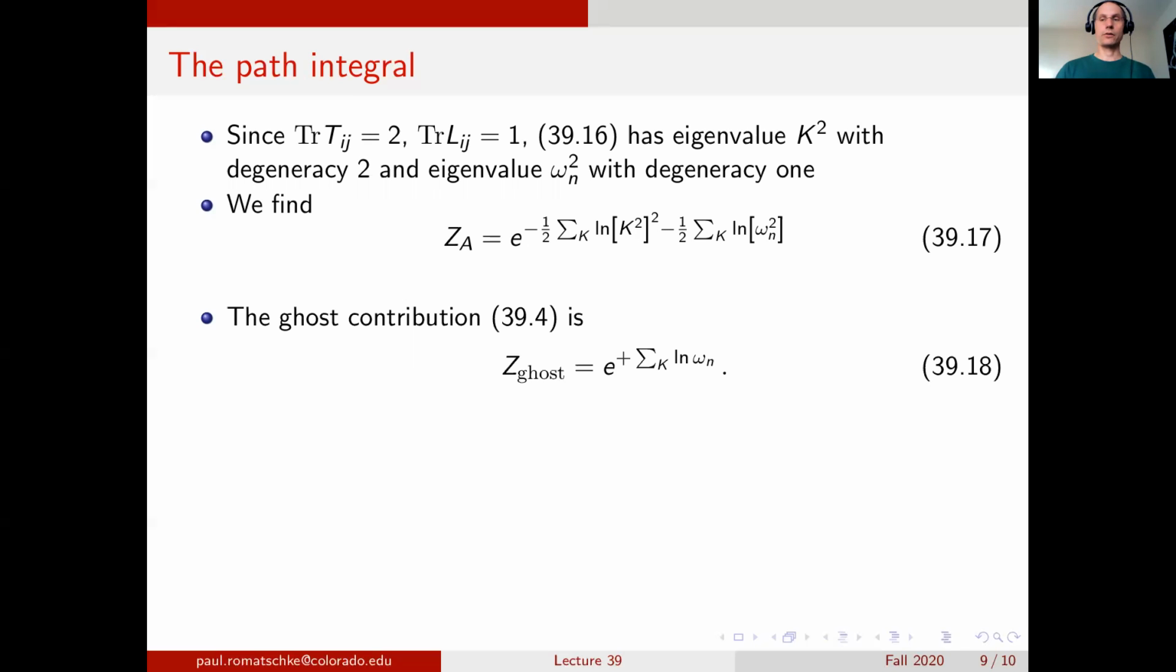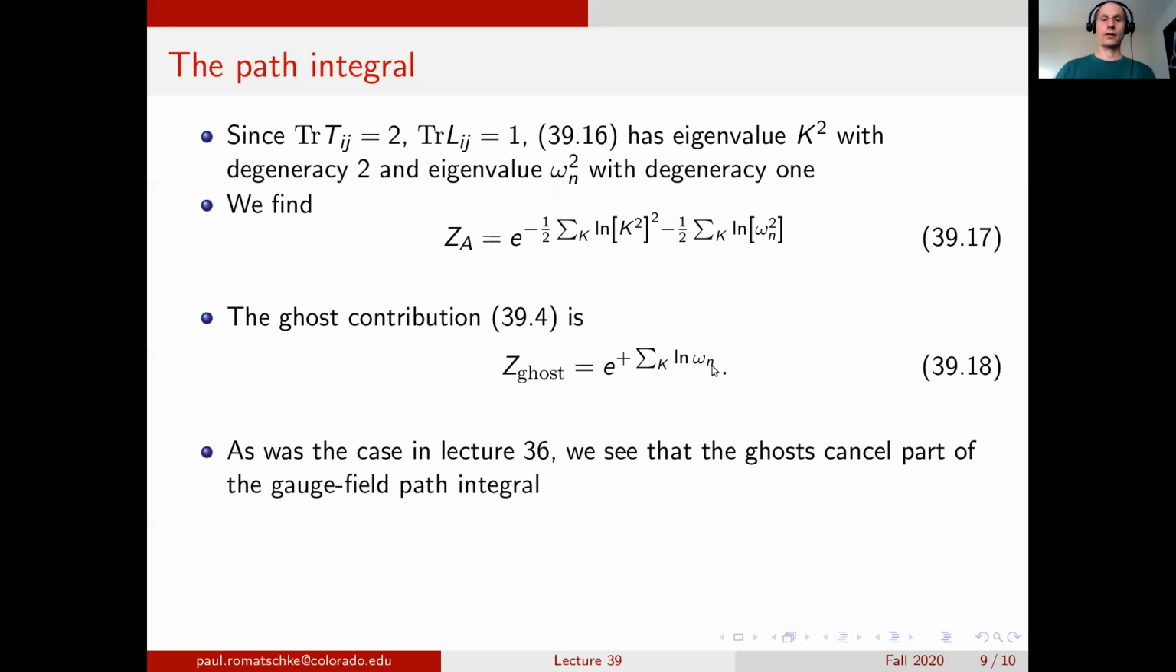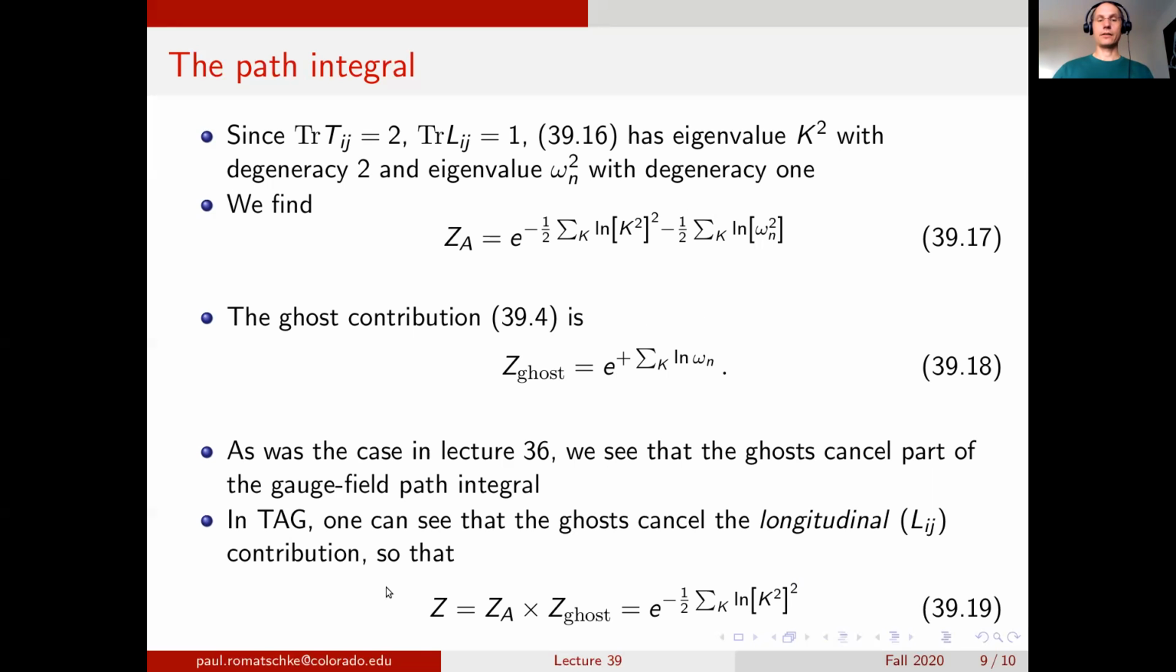The ghost contribution was just the ghost integral with the single temporal derivative. So that just gives e to the plus sum over K logarithm of omega n. If we recall that the total partition function is just the product of these two, we find that the ghost part again cancels part of the gauge field part. You can see that because we can, for instance, write this expression as 1/2 logarithm of omega n squared, then it cancels precisely the logarithm of omega n squared in the gauge field part. And we find that the total partition function in temporal axial gauge is just e to the -1/2 sum over K logarithm of K squared squared.